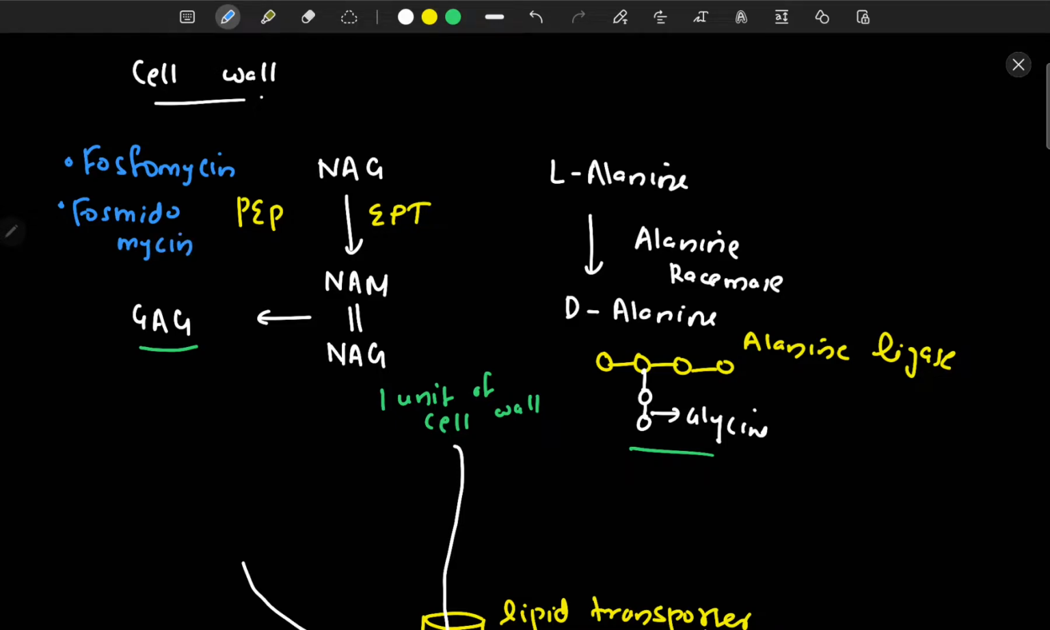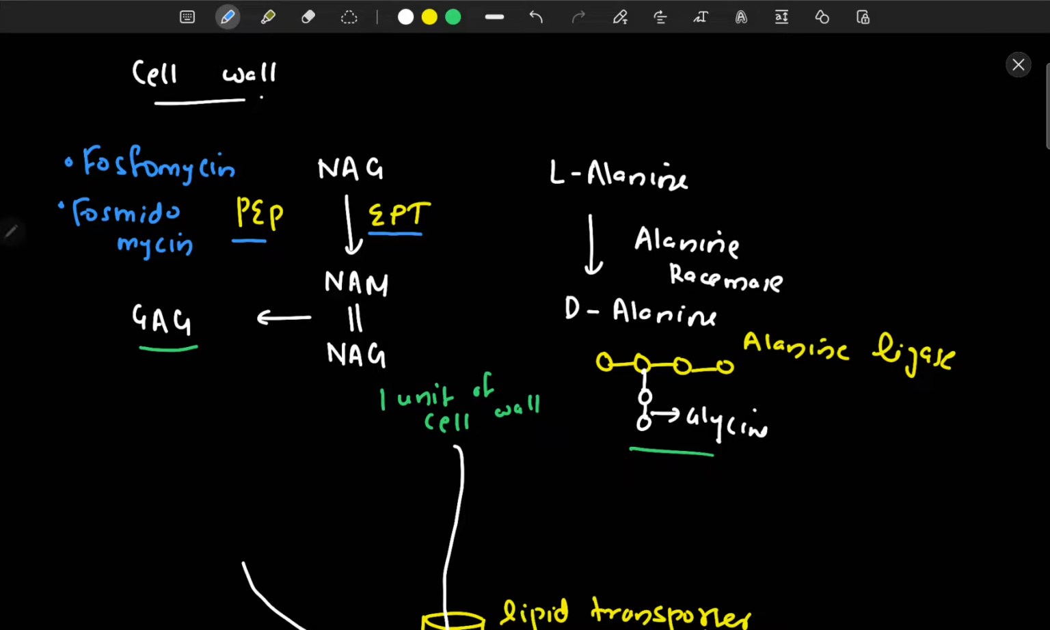Phosmidomycin. So these two, you can see that it is similar to the name of phosphoenol pyruvate. So this will act as an analog of phosphoenol pyruvate, and it competitively inhibits this enol pyruvate transferase enzyme.